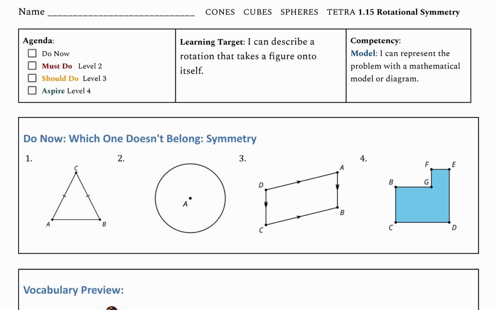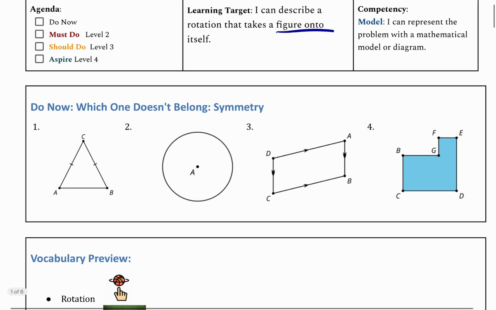Today, our learning target is: I can describe a rotation that takes a figure onto itself. So when a figure moves onto itself, just like when we said we translate to the right and then back, it looks exactly the same. We are gonna work on our competency model, and feel free to snag tracing paper from the center of the table if you need it to help visualize the rotations.